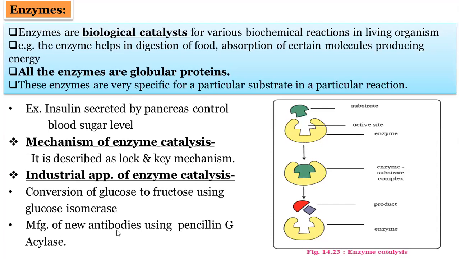Manufacturing of new antibiotics using penicillin G. The enzyme used is acylase. These are the names of the enzymes. They can ask: write the name of the enzyme which is used for the manufacturing of new antibiotics using penicillin. So this can be asked for 1 mark.